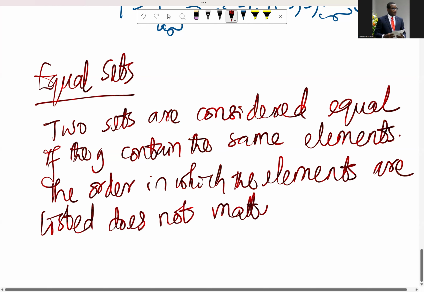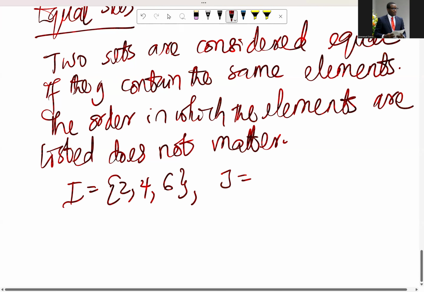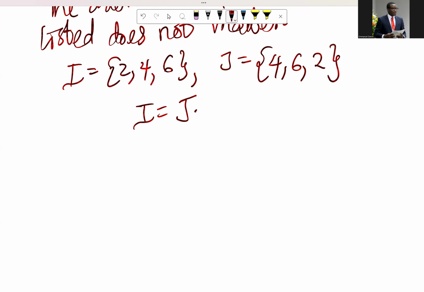So we talked about this under basic terminologies, as a kind of introduction. Here we are talking about types of sets. For instance, if I is equal to {2, 4, 6} and J is equal to {4, 6, 2, 4, 6, 2}, we can still say that I is equal to J, because they both contain 2, 4, 6, no matter what the arrangement looks like.